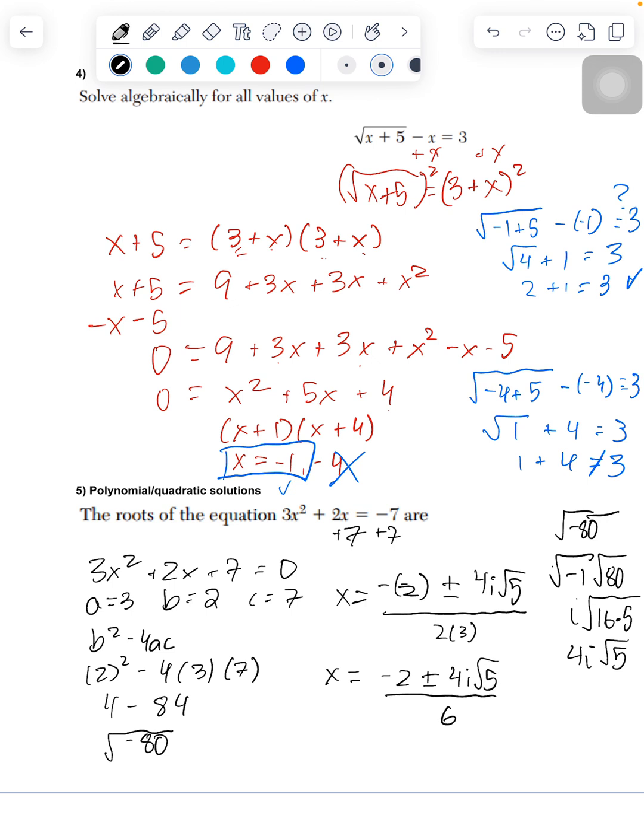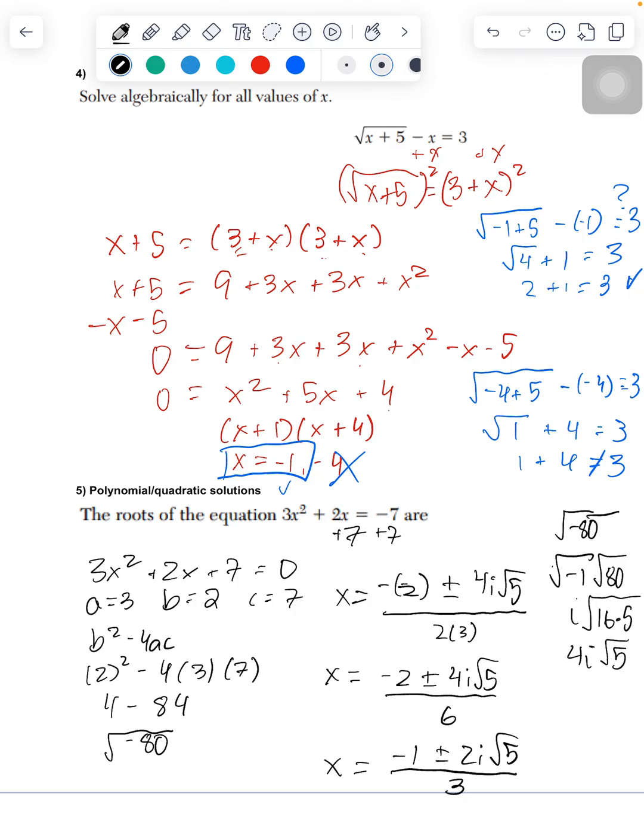right? This is reducible, right? 2 goes into negative 2, 4, and 6, so I can reduce this. So x is going to equal negative 1 plus or minus 2i square root of 5 over 3. All right, so that's my final answer. Those are my two solutions.